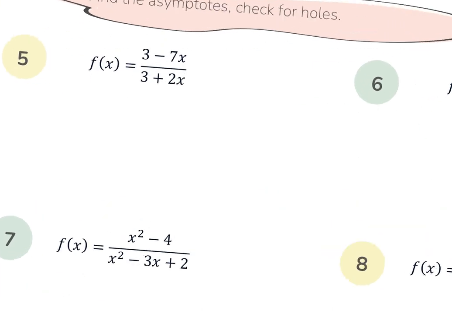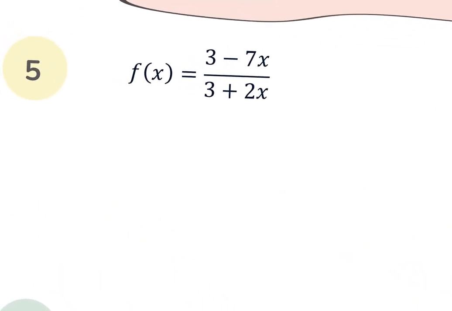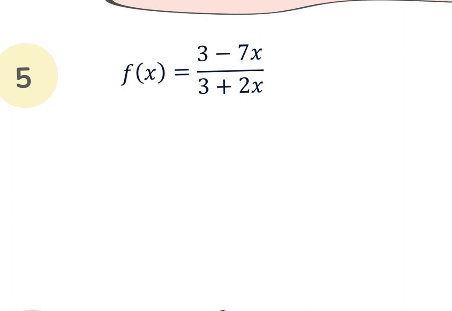All right, so I'm going to look at 5. Can I factor the top or the bottom? Nope. So I'm going to start by finding my vertical asymptote, set the denominator equal to 0. So 3 plus 2x equals 0, 2x equals -3, and x would equal -3 halves. Vertical asymptote comes from the denominator.